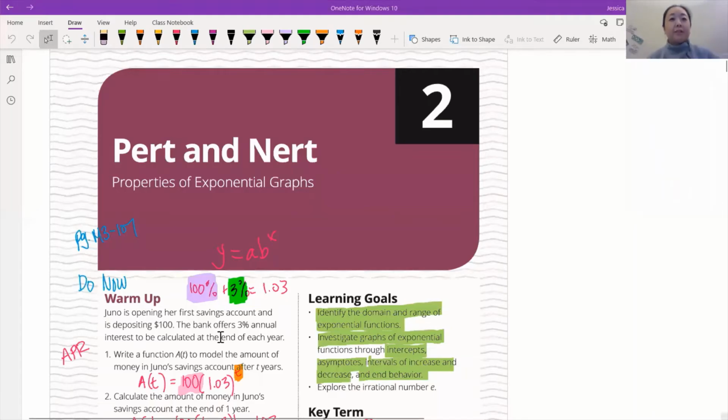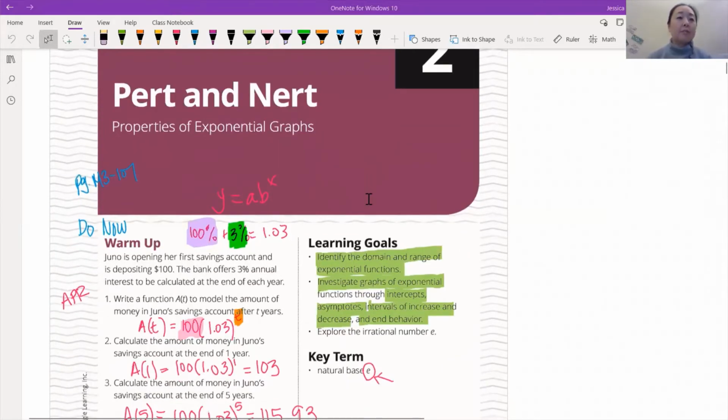Hi, everyone. So this is the second lesson of our exponential unit, and this is Pert and Nert. You'll soon figure out why it's called Pert and Nert, just not today, tomorrow. So this is day one. We are on page 107.